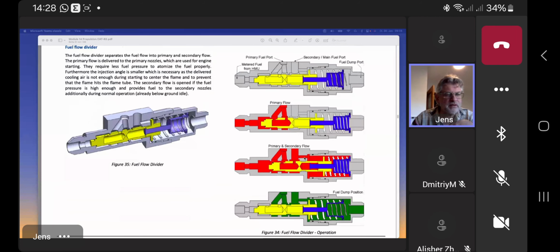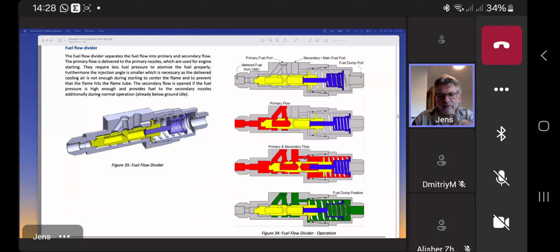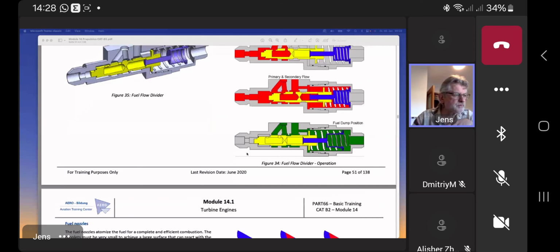Older engines, you can find individual flow divider valves for every fuel nozzle. Most engines I know now have just one flow divider valve for all following fuel nozzles.